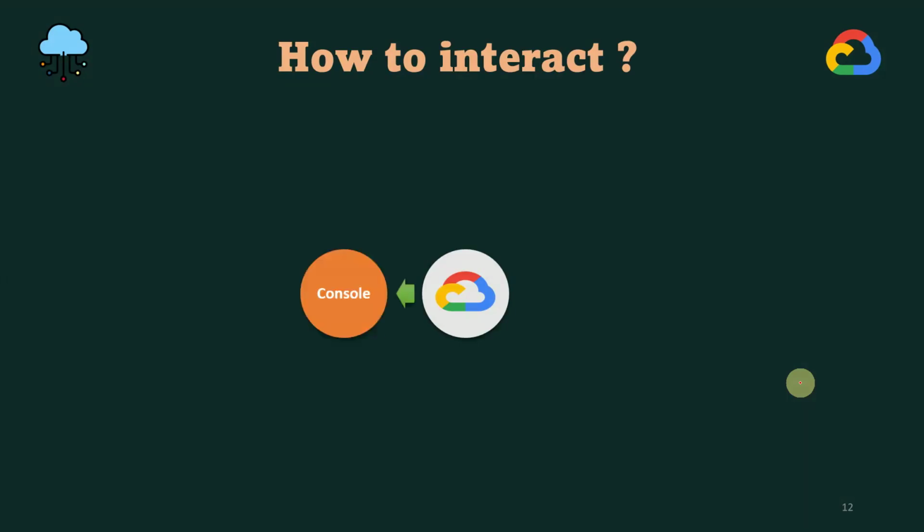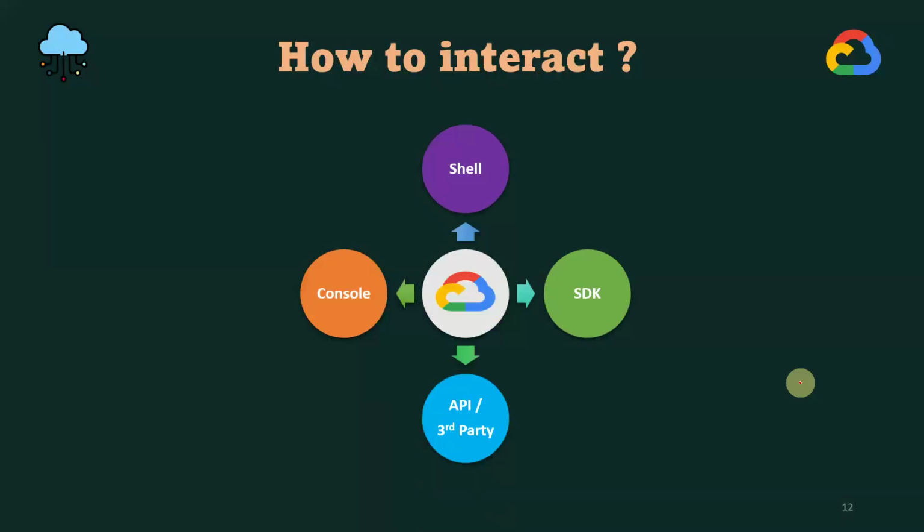The very first method is console. The second method is Cloud Shell. The third method is Cloud SDK. And the fourth method is APIs and third-party tools. So these are the four methods to interact with the GCP services, guys. One is console, the second is Cloud Shell, the third is Cloud SDK, and the fourth is APIs and third-party tools.